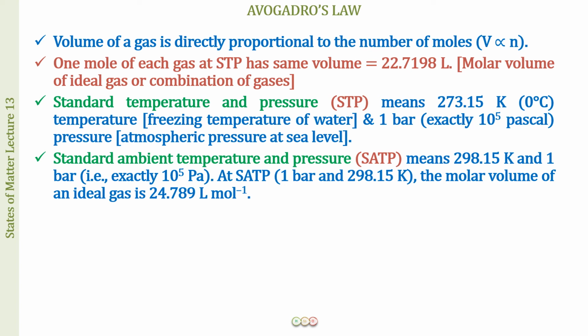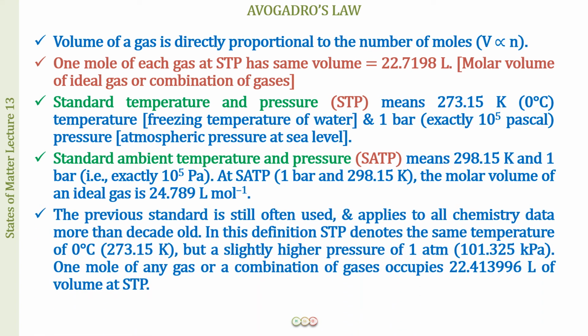And one thing more, while you are going through your books, what you will find is that there is a previous standard which is generally used, and it is still frequently used because all the data that we have for the experiments is old data, right? So what we had previously was a different definition for STP, and according to that STP, the temperature was the same, that of 0 degrees Celsius, but the pressure was slightly higher, that was 1 atmosphere pressure. And 1 atmosphere pressure is not 1 bar pressure, it is 101.325 kilopascals. So here we have 10 to the power 5 pascals, and here it is slightly higher, right?